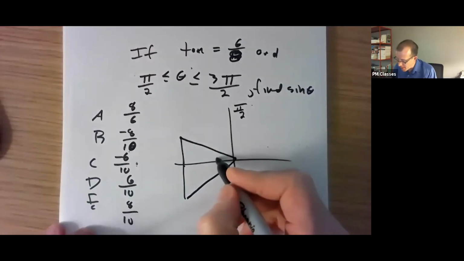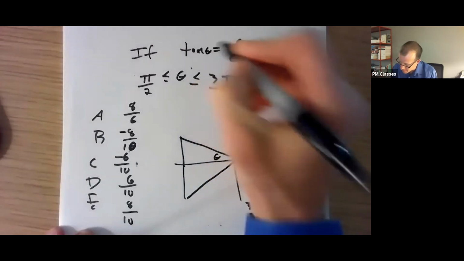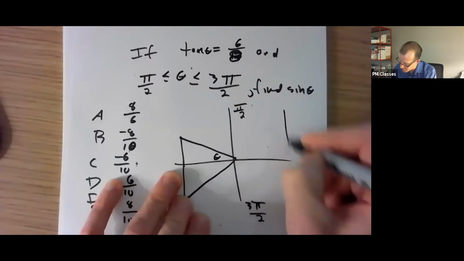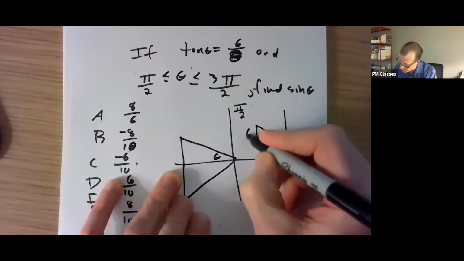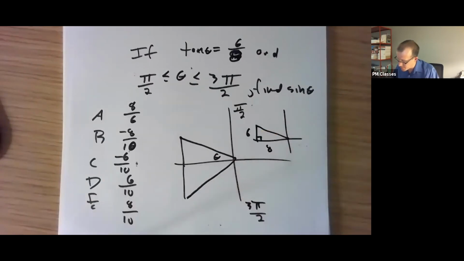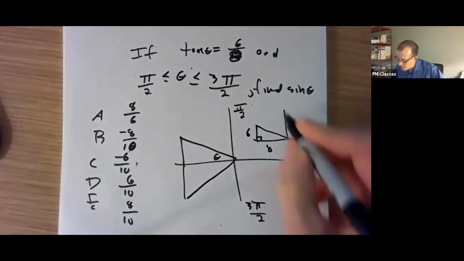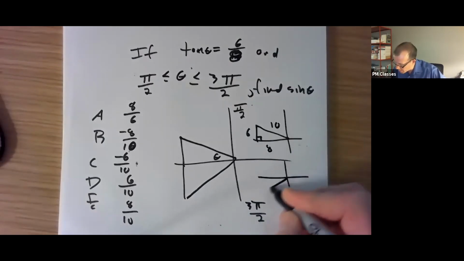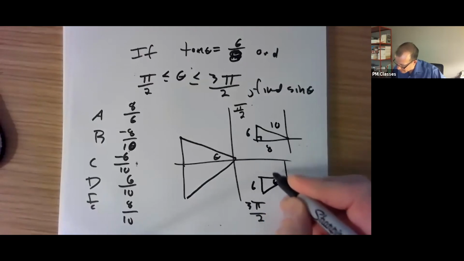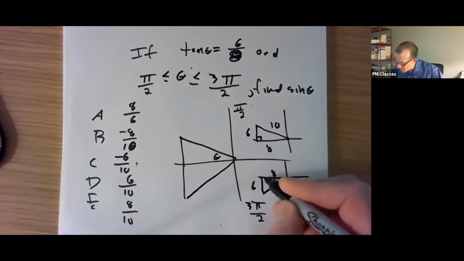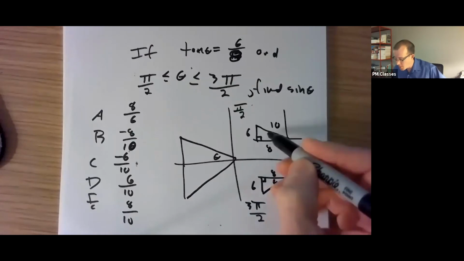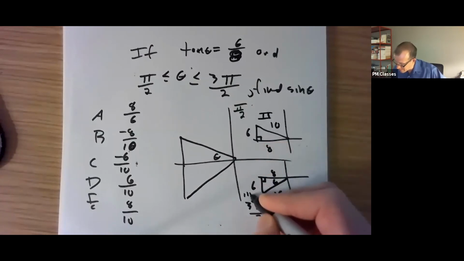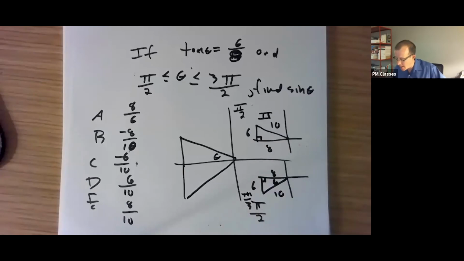If sine of theta, I should have put the theta there, I sometimes get lazy. If tangent of theta is 6 over 8, I'll redraw it here, we would have 6 and 8. Okay? You could do Pythagorean theorem and make that 10. You probably already know that. Or we could do it over here, 6 and 8 and 10. Now the question is, is it the second quadrant or is it the third quadrant? I don't know. It depends on the negatives.